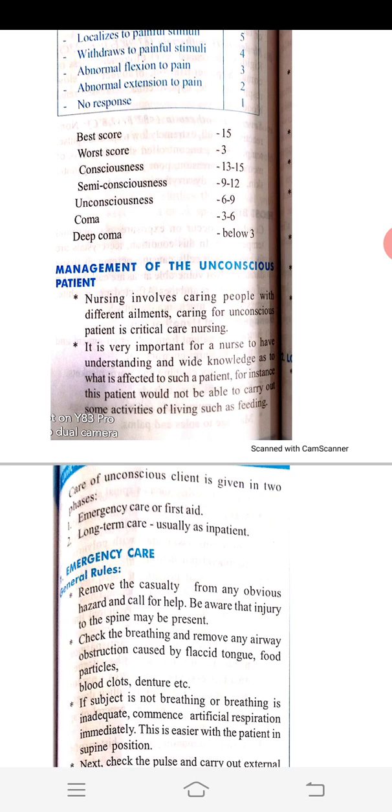Then, on the management of the unconscious patient. So here the nurse should understand what factors affect the patient by which they are unable to carry out their daily activities.